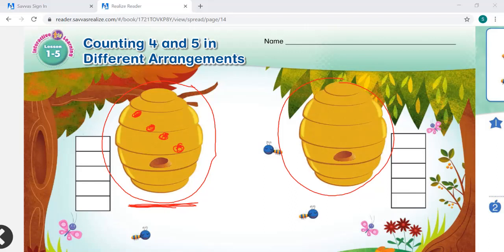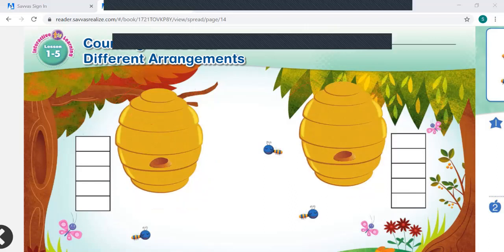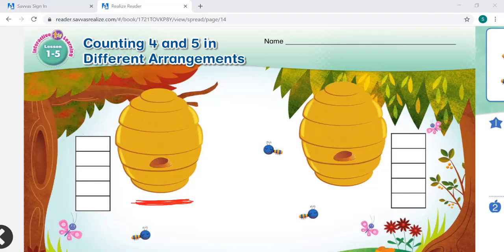Okay, so let me try another way of drawing those bees. So we're still looking over here. All right, remember the bees keep moving around. So I'm going to draw some more bees here. All right, they're in different places, aren't they? Okay, so how many bees are there now?